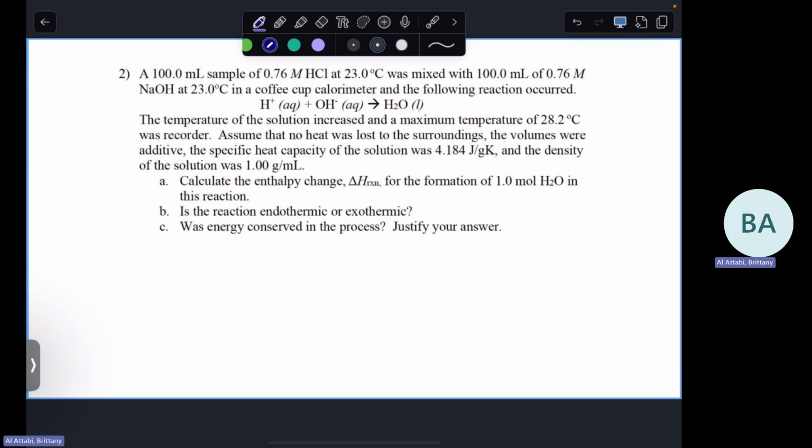This is more like what we're going to be doing in lab, where it's a reaction instead of just a hot thing cooling down. But we can still figure out the delta H, which is the same math. All right, so, yeah.